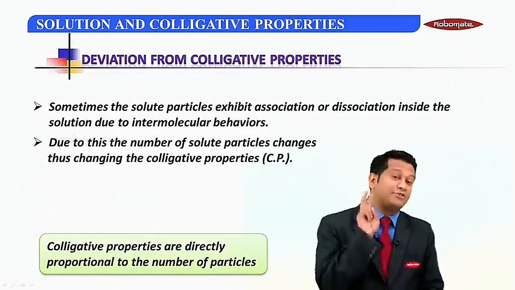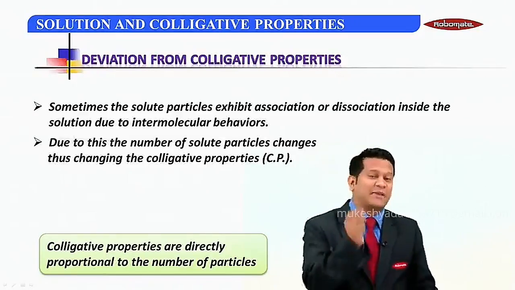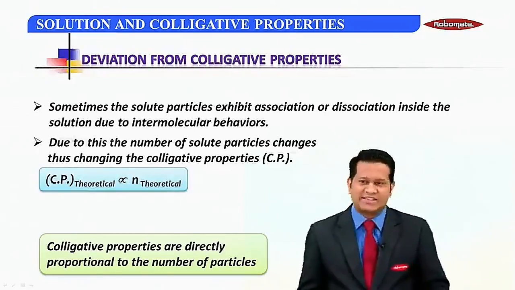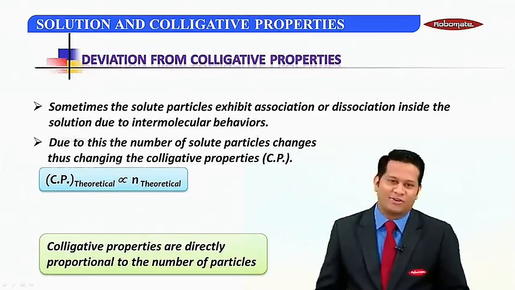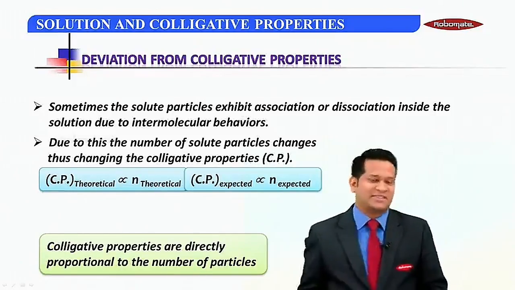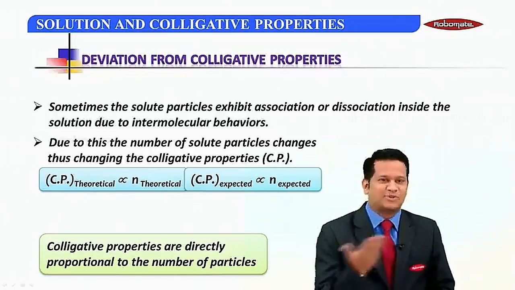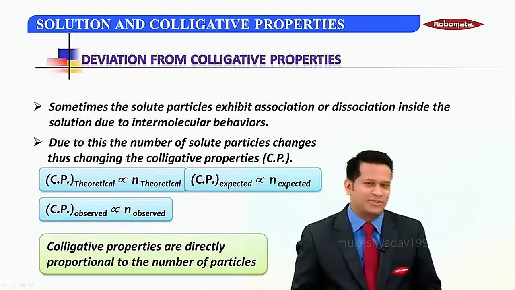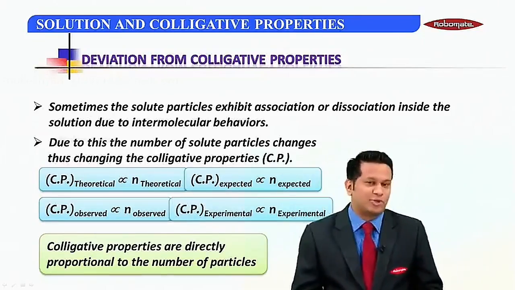So now you will have two types of colligative property. One is the colligative property which you are expecting, and the other is the colligative property which you are observing. The colligative property theoretical is directly proportional to n theoretical, the number of moles theoretical. Theoretical is as good as writing expected. The other type is that colligative property observed is directly proportional to n observed, or colligative property experimental is directly proportional to n experimental.